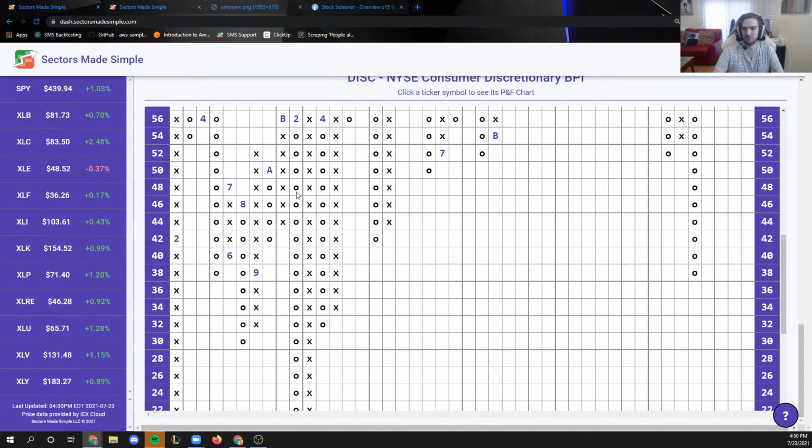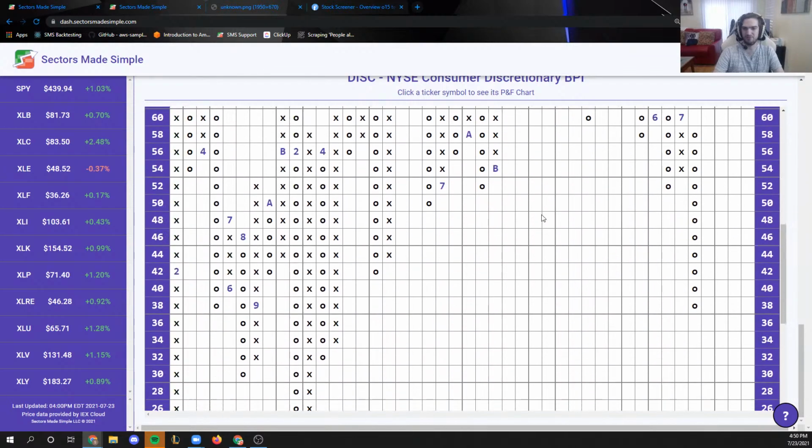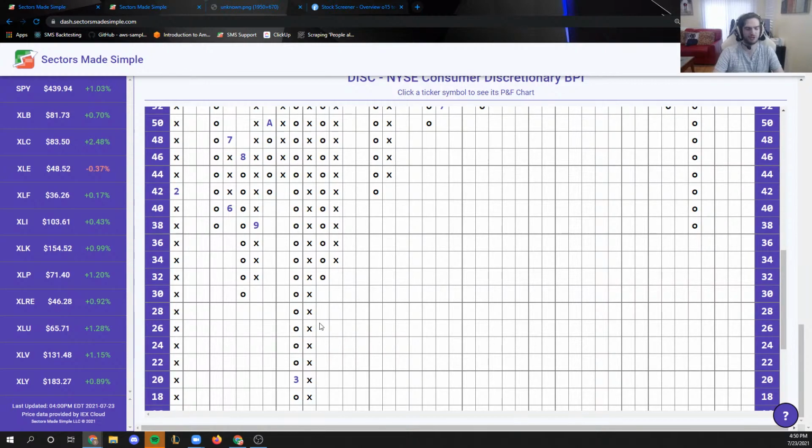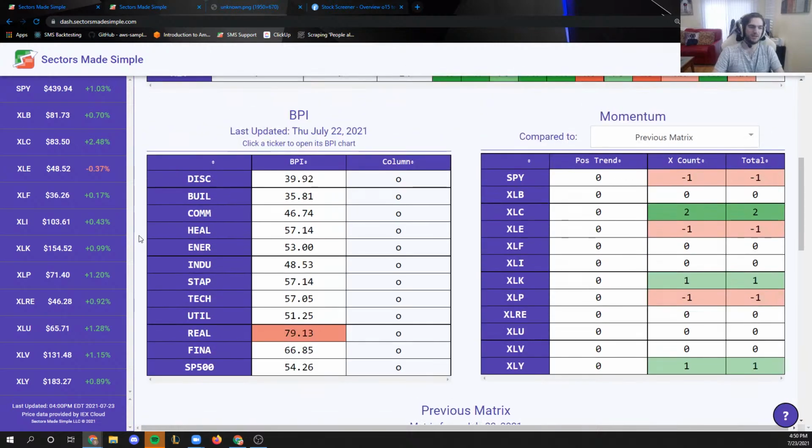So like, for example, the last time that we saw a BPI below 30 was back in March of last year. March of last year was not a fun time to be investing. A BPI below 30 means that over 70% of the companies are on sell signals. It's a nice signal. It's a very positive sign when we see a reversal below 30%. But creating a strategy that only invests when a sector is below 30% BPI, you're going to be holding cash a lot.